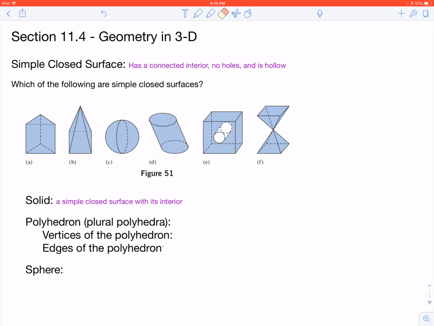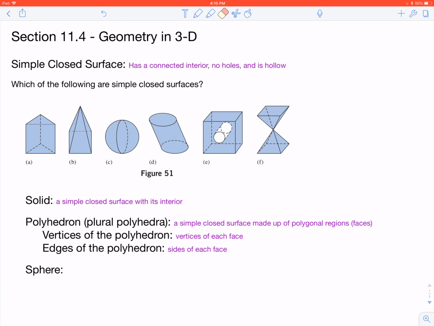So we have here a polyhedron or polyhedra. This is going to be a simple closed surface, what we just got finished talking about, made up of polygonal regions. Those polygonal regions are going to be called faces. The vertices of a polyhedron are going to be the vertices of each face, and the edges of a polyhedron are going to be the sides or the segments of each face.